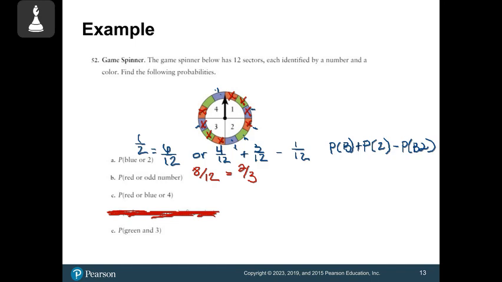Next one wants us to do red or blue or 4. So reds, I've got 1, 2, 3, 4 reds. 1, 2, 3, 4 blues. And then another one that I haven't counted in the 4 section. So 1, 2, 3, 4, 5, 6, 7, 8, 9 out of the 12 are red or blue or 4s, which is 3/4.